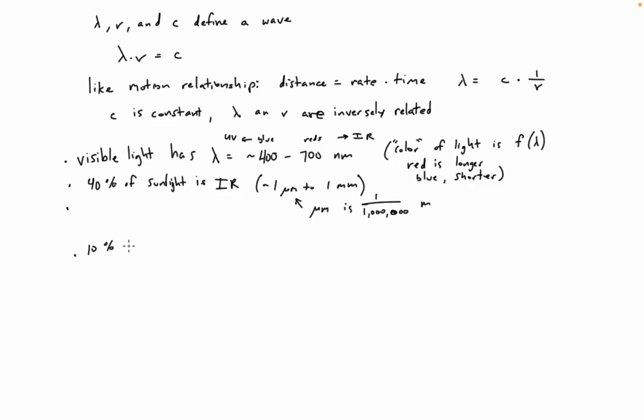And 10% of the sunlight is UV. Of course, the visible light is about half of what we get from the sun. UV is the 10 to 400 nanometer range, and a nanometer is a billionth of a meter. Okay, so 50% of sunlight is visible to humans.